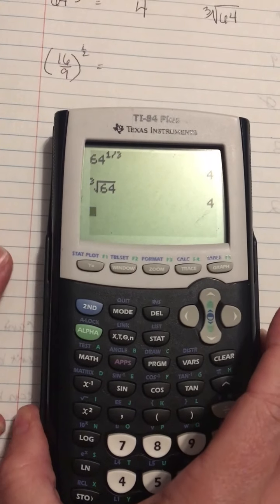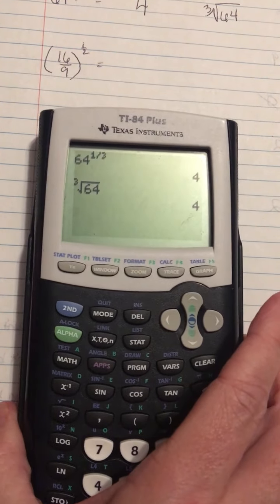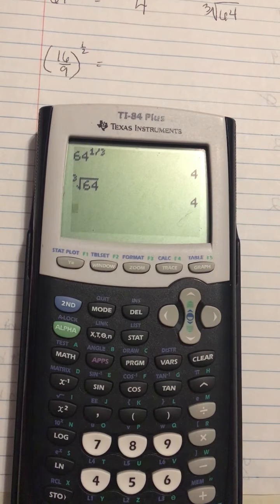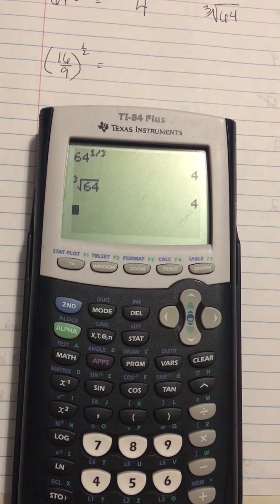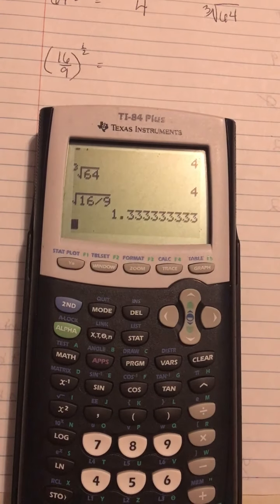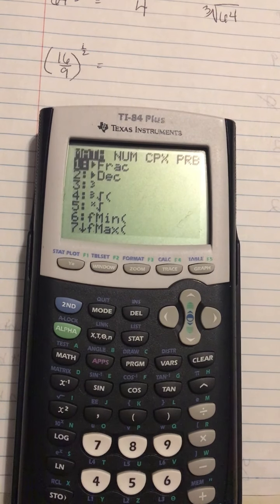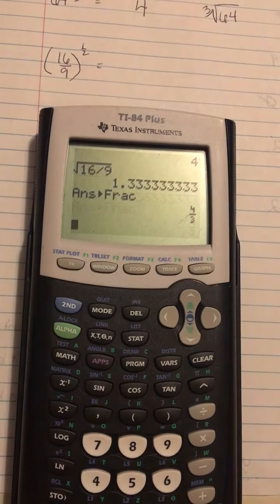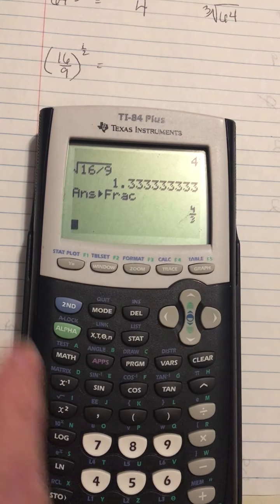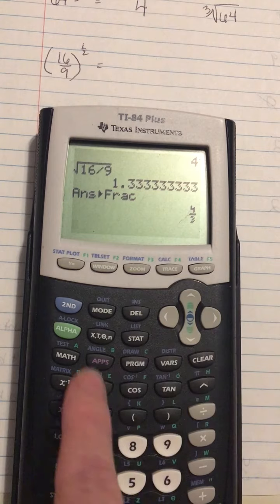Now, this last one here, I think there's one like this, where you have a fraction, and you want to take 16/9 to the 1/2 power. So what you could do is the square root of 16 over 9. Let me just see this real quick. Yeah, you can put in the square root, because you know that to the 1/2 power is the same thing as the square root.